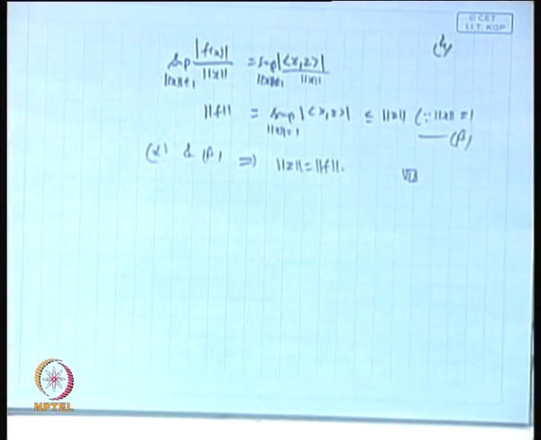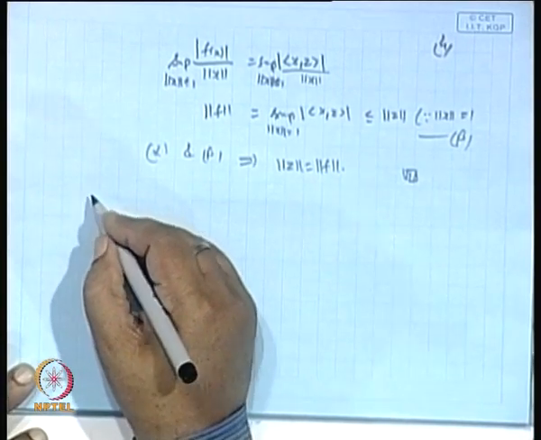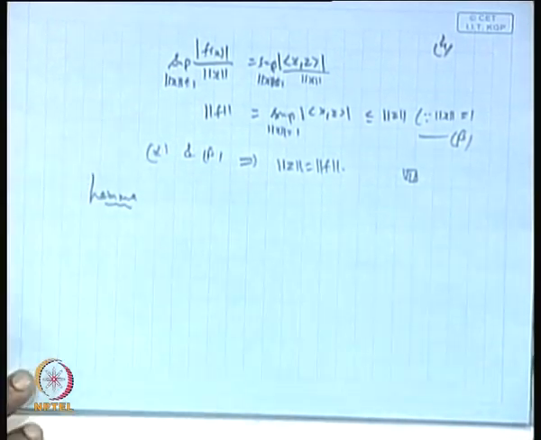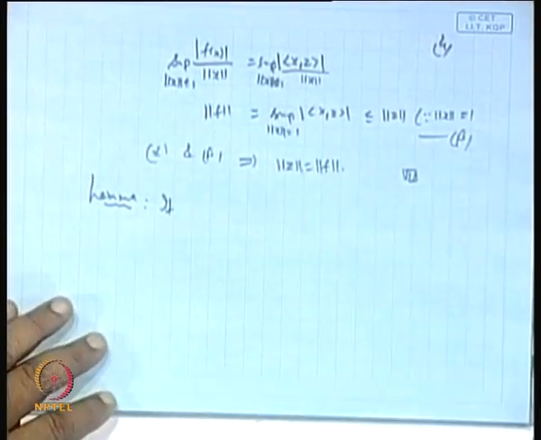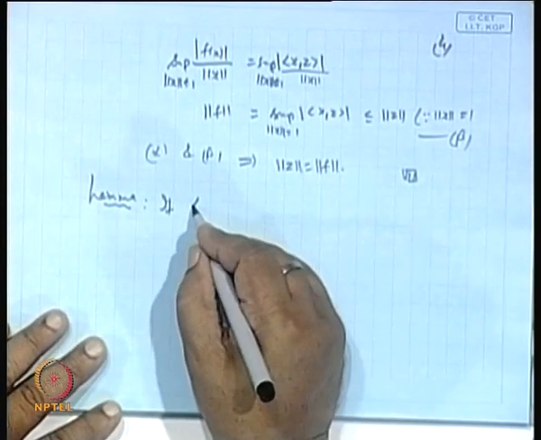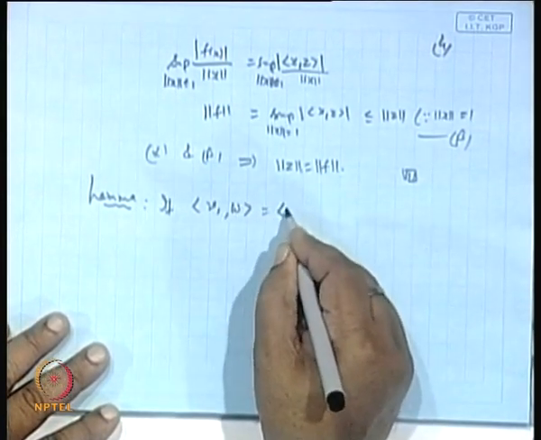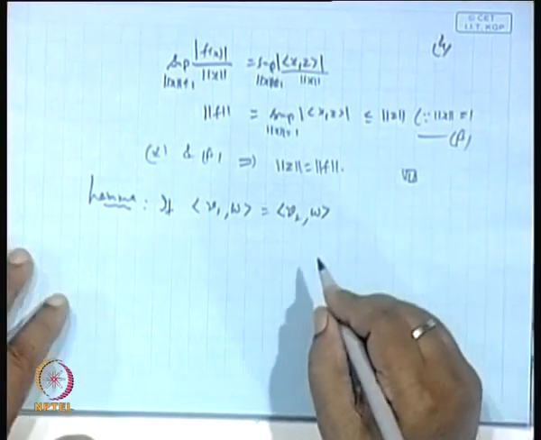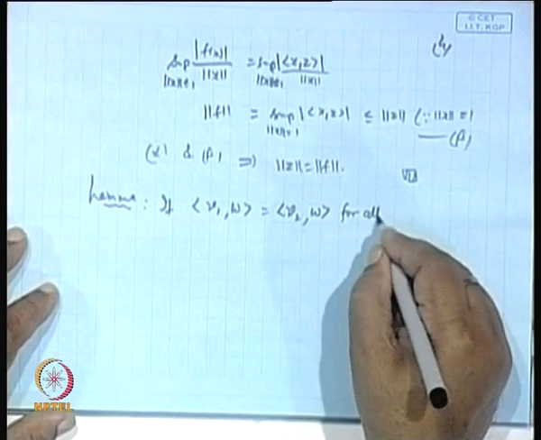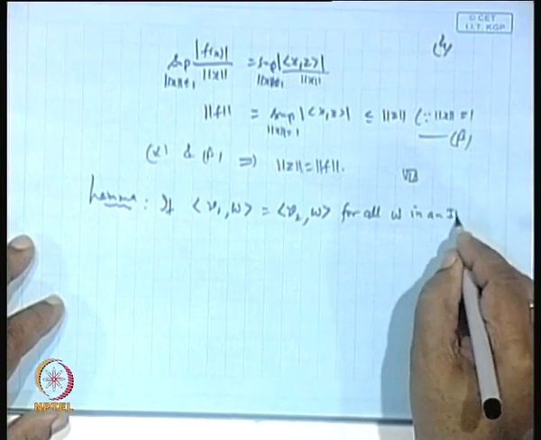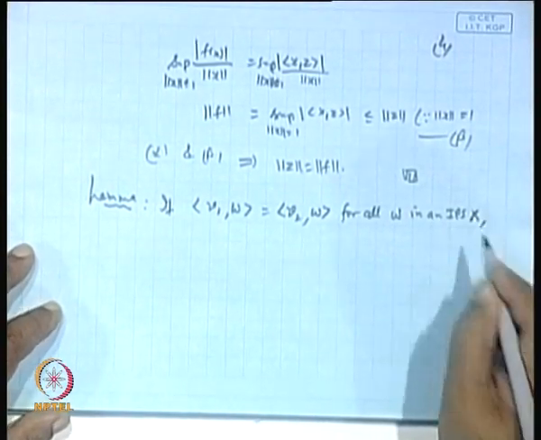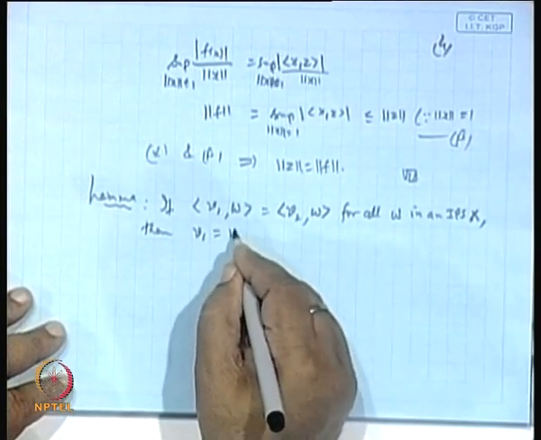Is the proof okay? Now, as a corollary of the result which we are using, we can state a lemma. This lemma will also be used. The proof is already done, but I just want to state the lemma. If the inner product of V1, W is the same as the inner product of V2, W for all W in an inner product space X, then V1 equals V2.